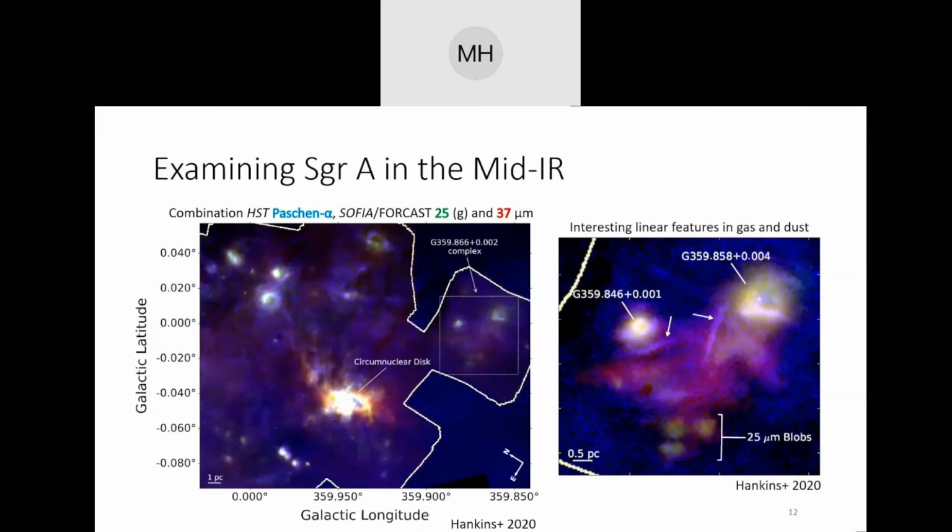There's also the sort of bow shock source, G359.858+0.004. And then there are these sort of curious 25 micron blobs underneath that we still don't quite know what those are exactly. They don't seem to have a stellar source associated with them that we can easily identify.